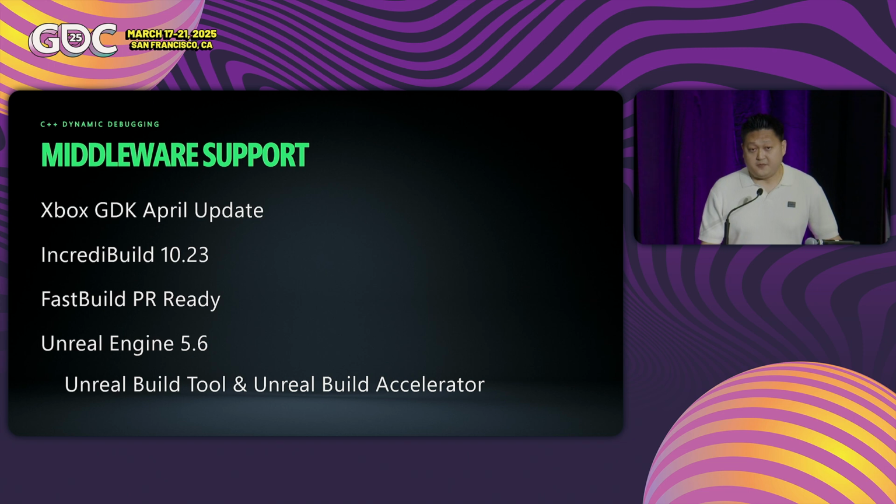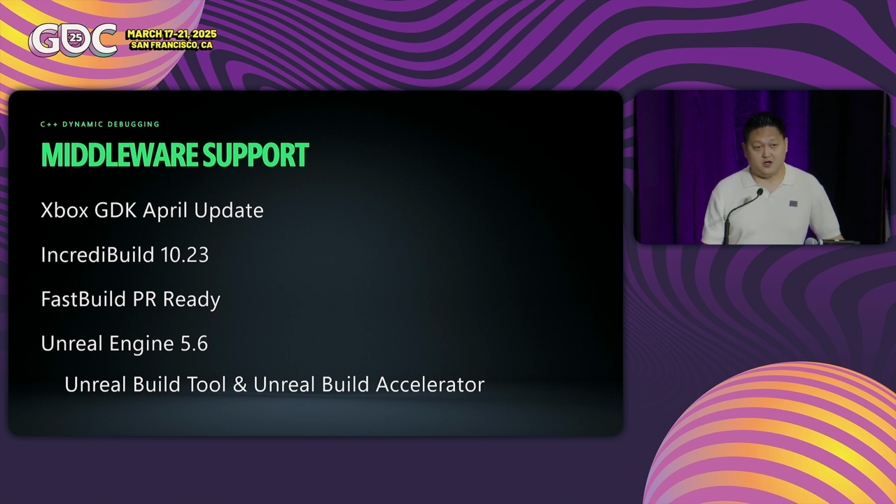For our console developers, you'll be able to use this with your Xbox GDK coming up in the April updates. The newest GDK, 1023, 1024 actually, will have full support for C++ dynamic debugging. We're also working with the FastBuild team, so if you run FastBuild in-house, we have a PR ready. You can find out more in our blog.